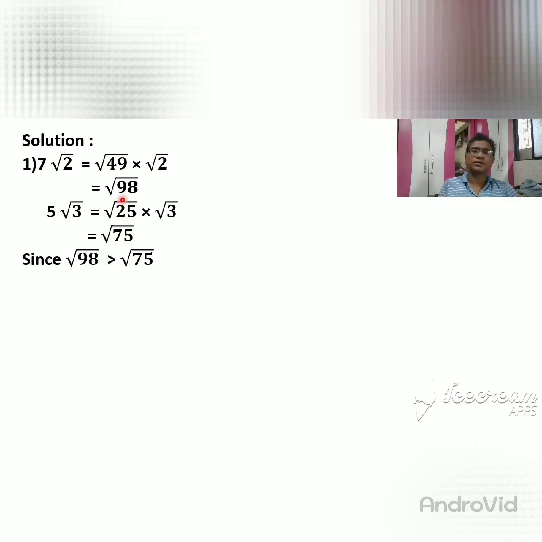See, we get the answer 7 root 2 that is simplified, then you are getting square root of 98. So I write here square root of 98. 5 root 3, that is simplifying, then you get the answer square root of 75. So I write here square root of 75. So square root of 98 is greater than square root of 75.